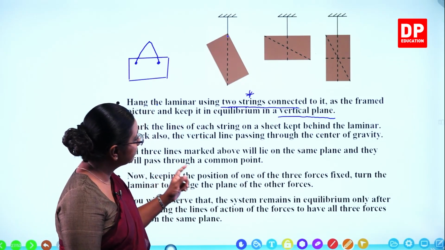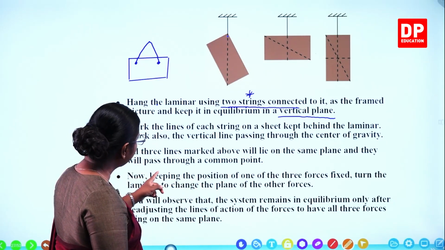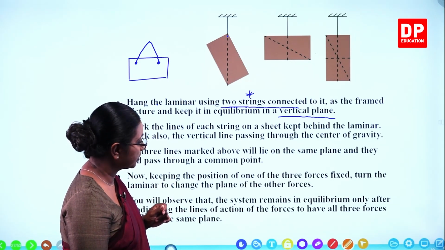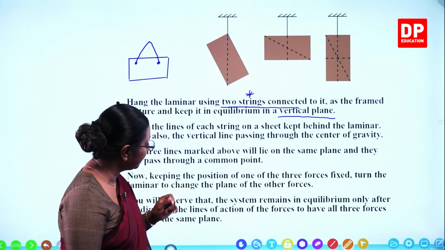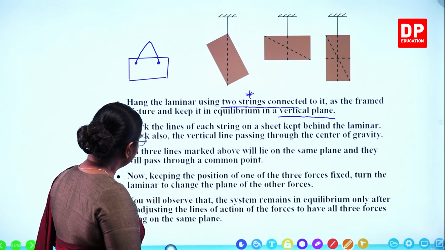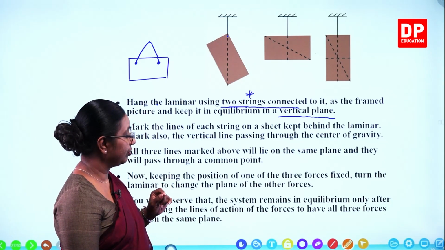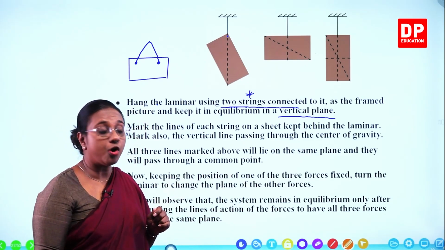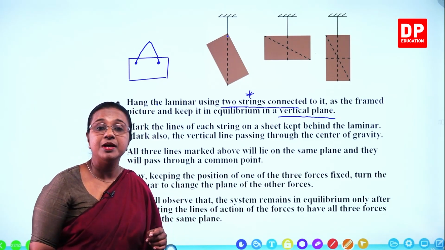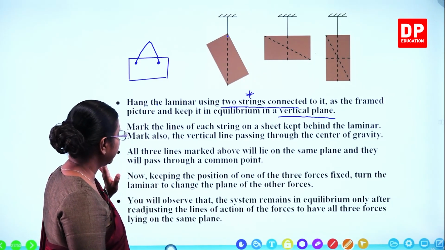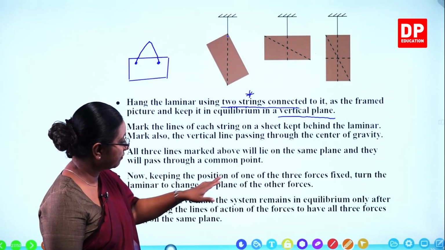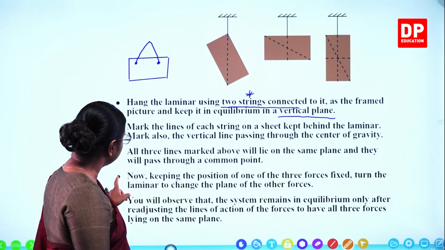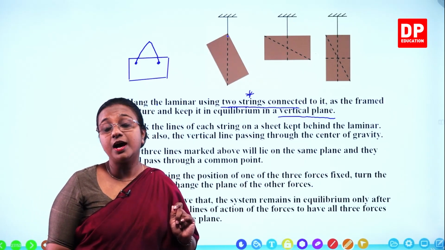All 3 lines marked above will lie on the same plane, and they will pass through a common point. Now, keeping the position of one of the 3 forces fixed, turn the lamina to change the plane of the other forces. You will observe that the system remains in equilibrium only after readjusting the lines of action of the forces to have all 3 forces lying on the same plane. So, in this part, what we need to do is keep the position of one of the 3 forces fixed, and then turn the lamina to change the plane of the other forces.